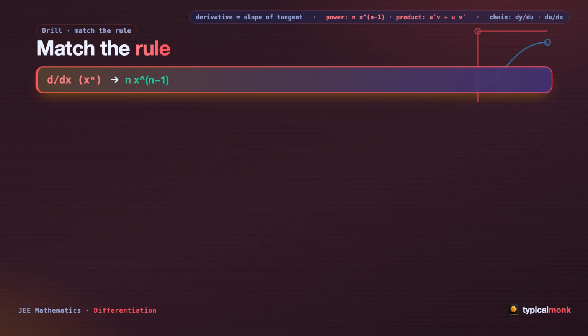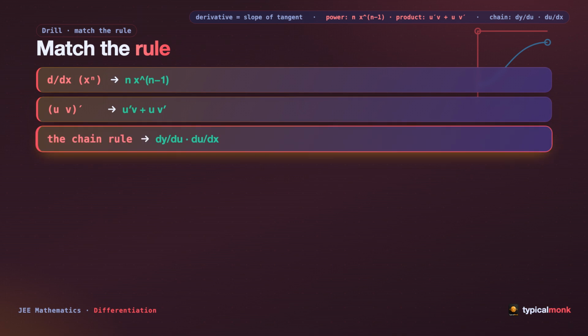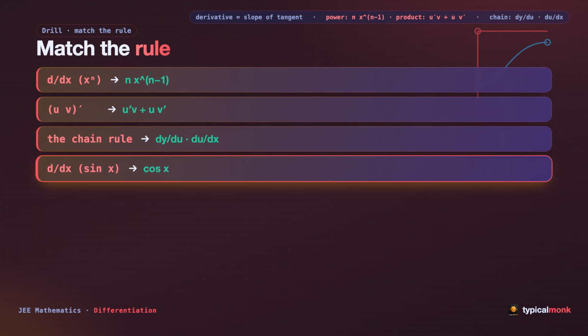Now match each rule to its formula. The derivative of x to the n goes to n times x to the n minus 1. uv primed goes to u prime v plus u v prime. The chain rule goes to dy by du times du by dx. And the derivative of sine x goes to cosine x. 4 pairs, each worth memorizing.